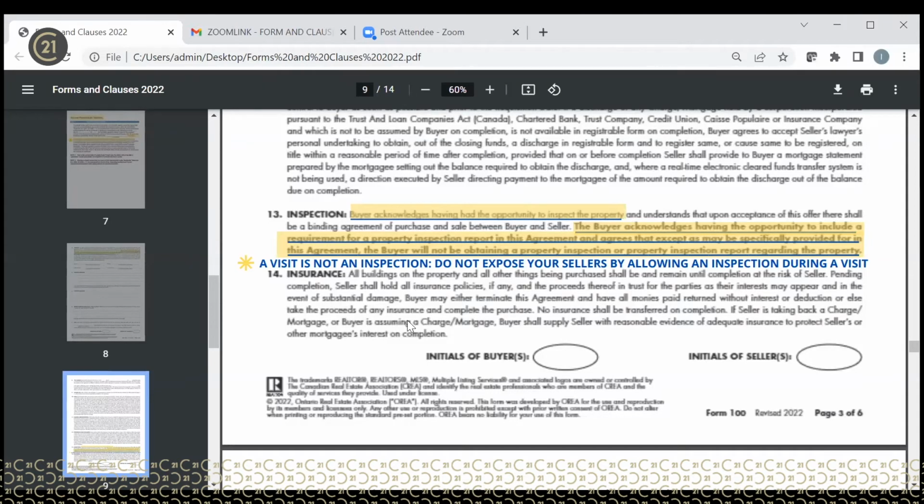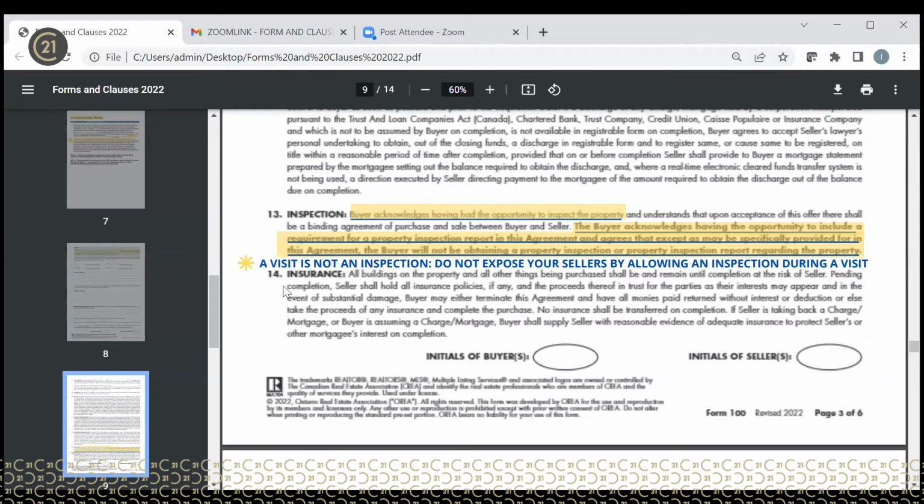And you've also had the opportunity to include an inspection condition in your offer if you didn't do an inspection prior to submitting a firm offer. So just be aware of that. This is not an extra clause for you to have a building inspection once you put in a firm offer.